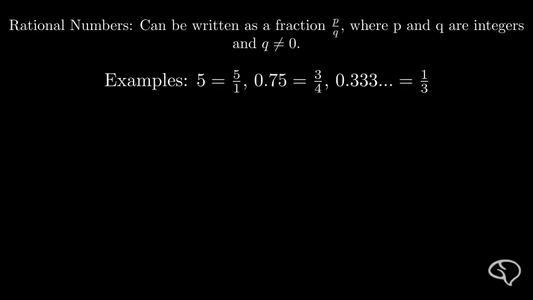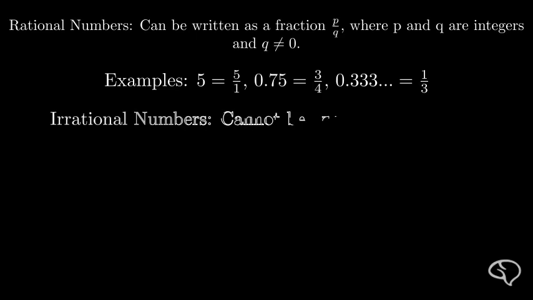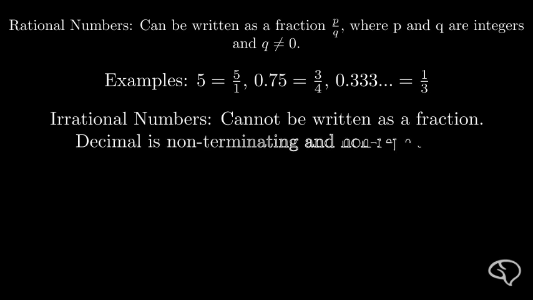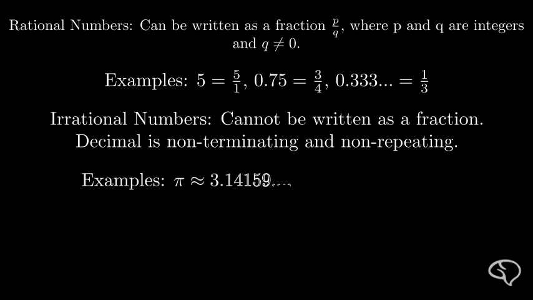Now, let's define an irrational number. An irrational number is a number that cannot be written as a simple fraction. When written as a decimal, it is non-terminating and non-repeating. The digits go on forever, without any pattern. The most famous irrational number is pi, which starts 3.14159 and continues infinitely without repeating. Another example is the square root of 2. The square root of 2 is approximately 1.41421356, and its decimal representation never ends and never repeats. This makes it an irrational number.